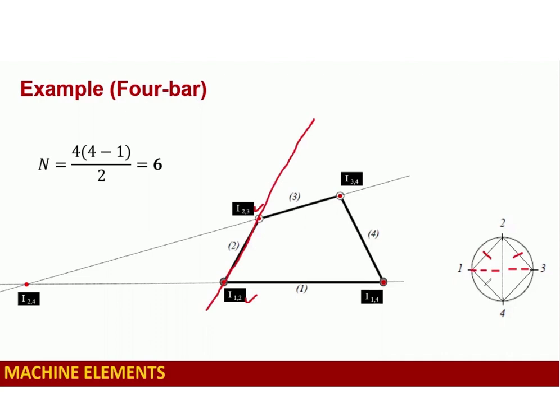And then we have 1, 4 and 3, 4 on the other triangle. Just connect the line joining these two instantaneous centers. The intersection of these two lines is our instantaneous center I13. Thus, we have 6 instantaneous centers.